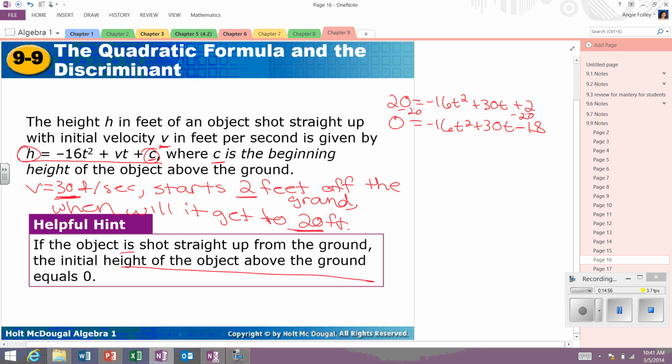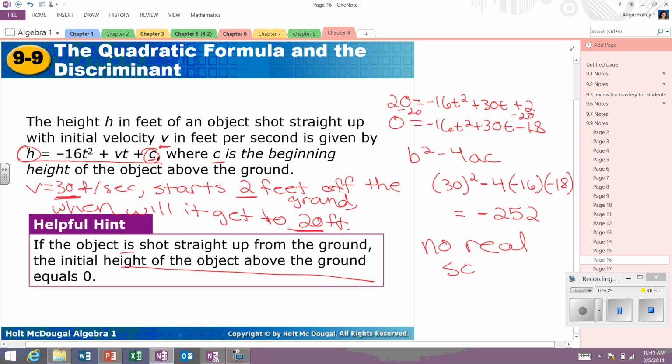Now they just want to know how many solutions I can get, so we're only going to use the discriminant. The discriminant, remember, is b squared minus 4ac. I'm going to plug in 30 for b, a is negative 16, and c is negative 18. When you calculate this out, you will get negative 252. If the discriminant is negative, there are no real solutions. So there's no point in plugging all this into the quadratic formula and trying to solve it, because there are no real solutions.